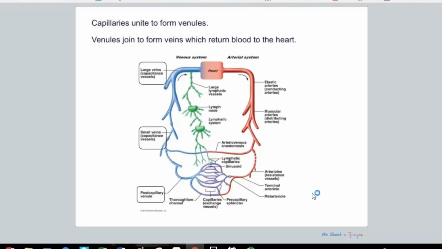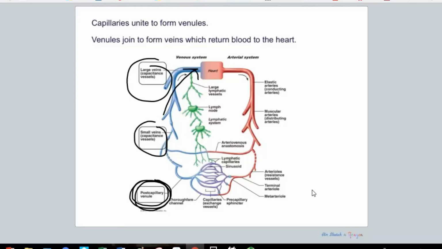Okay, then the capillaries unite to form veins, and in particular, the first one is what is called a postcapillary venule. Then we get small veins and large veins, which return the blood to the heart.